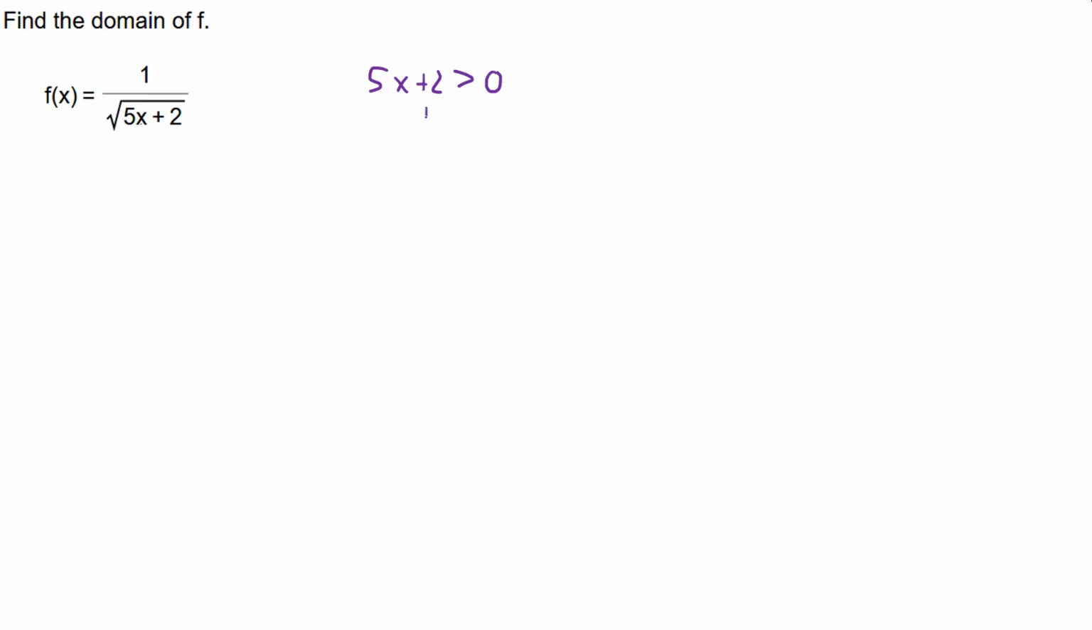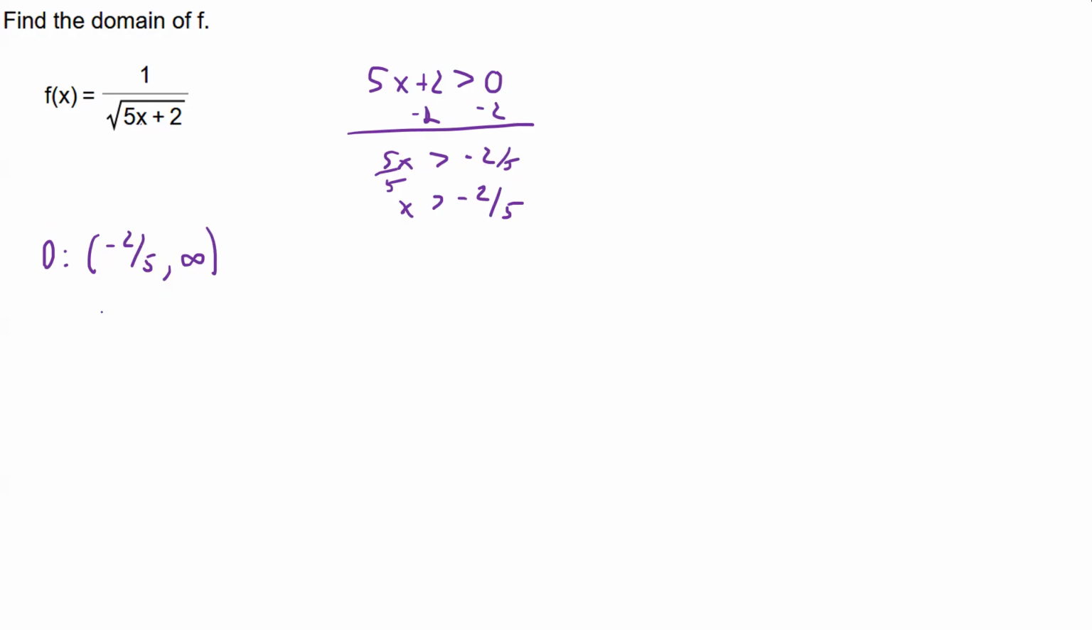But we can say it has to be greater than that, and then anything above that should work. So we subtract 2 from both sides. We get 5x is greater than negative 2, and so x is greater than negative 2 fifths if we divide both sides by 5. So our domain is going to be from negative 2 fifths up to infinity, and that would be how we could answer that one. And again, if we wanted a fancy way, we could say x such that x is greater than negative 2 fifths, and that would be another way we could do that one.